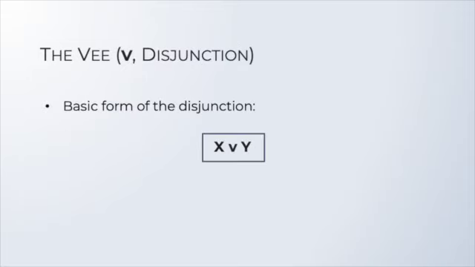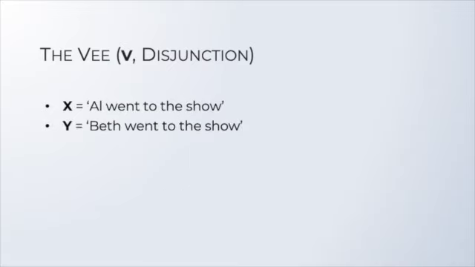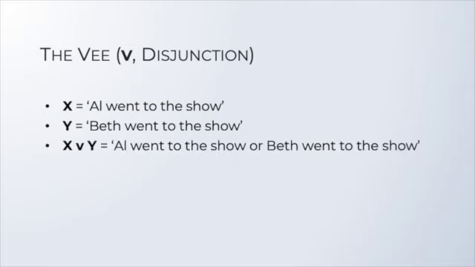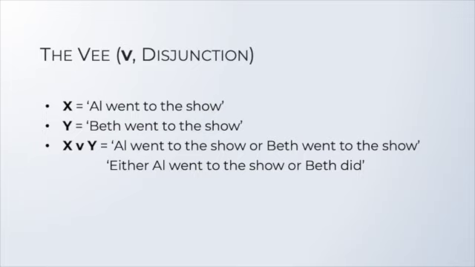The next connective is the V, also called disjunction. In a disjunction, the two component sentences are called disjuncts. The V is meant to model the English "or" or "either...or," though, as we'll see in a moment, there are some complications that we have to keep in mind. Suppose X is "Al went to the show," and Y is "Beth went to the show." Then X V Y is "Al went to the show or Beth went to the show," or "either Al went to the show or Beth did," or any other of a number of possible ways of saying the same thing.